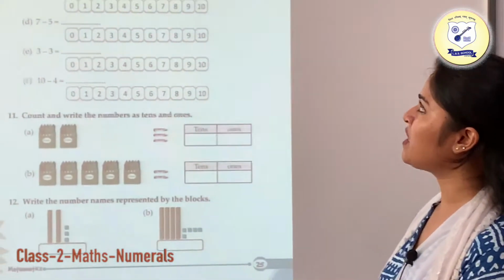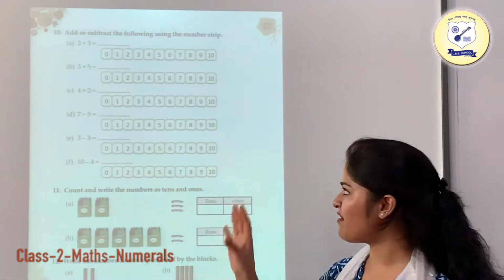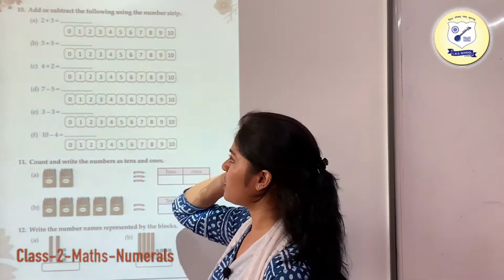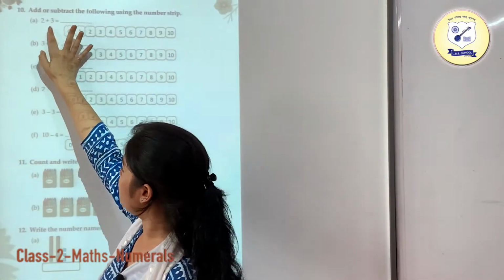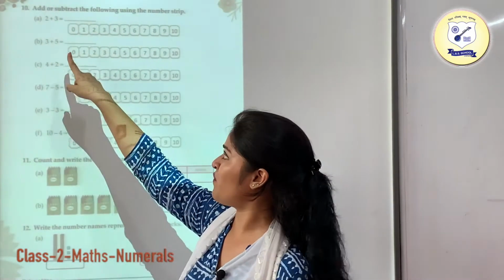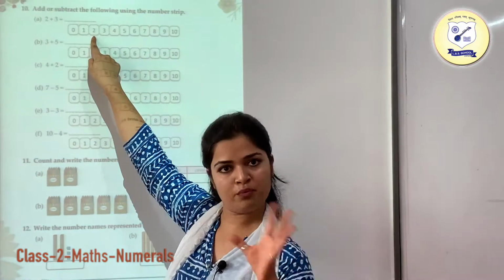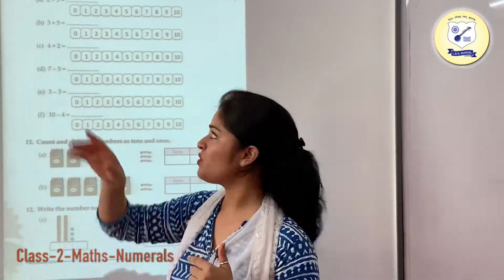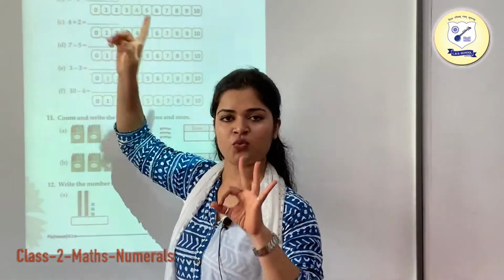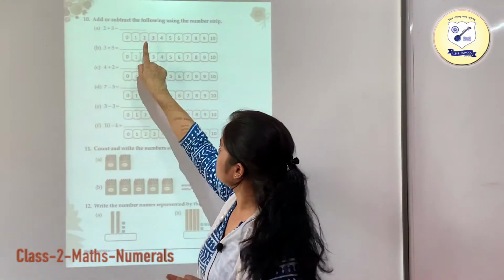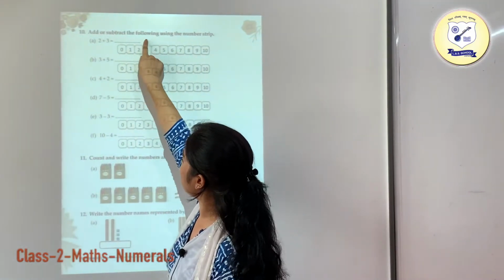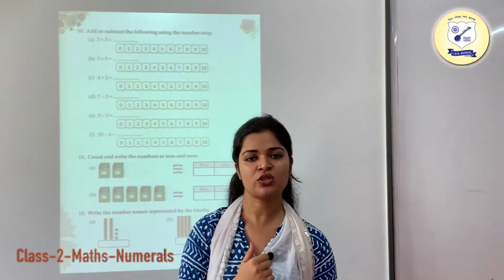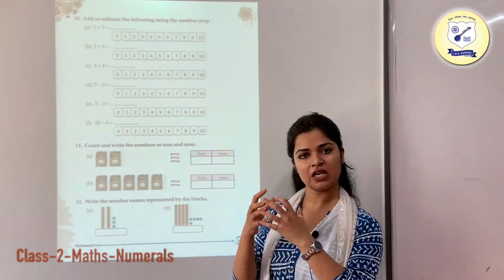Now add or subtract the following numbers using the number strip. We have done this in class first while adding the two numbers. For this what you should do is, you are having two numbers, just take the first number which is 2, get to number 2 and just start jumping. How much you need to jump is your second number which is 3. So we just need to jump 3 steps. So when you are at 2 and you jump 3 steps, 1, 2, 3, what you are going to get is 5. So that is going to be your answer of addition using the number strip.